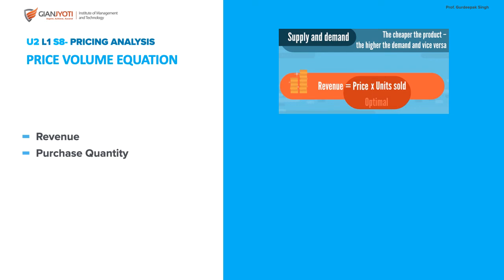Now then comes your price volume equation, as I talked about. So revenue is equal to price into units sold. And it is not just the price, we also look at the volume. We would like to have an optimal mix of price and volume so that our revenues are maximized. One of the things which comes out of this equation is the purchase quantity. Let us understand that.